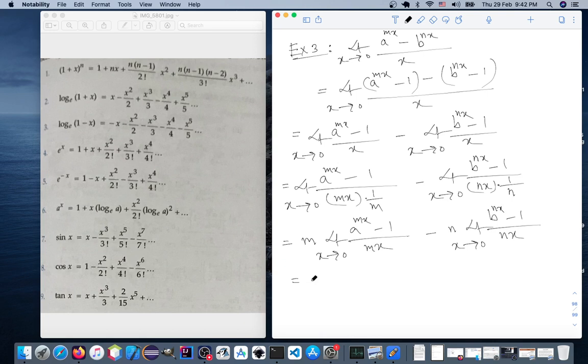Now we can apply the standard result because we have a to the power mx, and that same mx we have in the denominator. Also in the second limit we have b to the power nx, and we also have nx in the denominator. So this becomes m log e a minus n log e b.